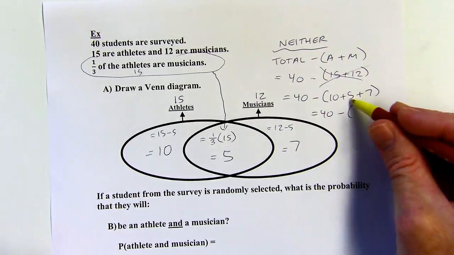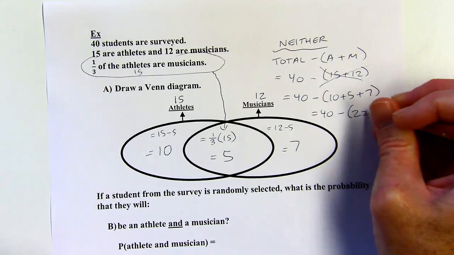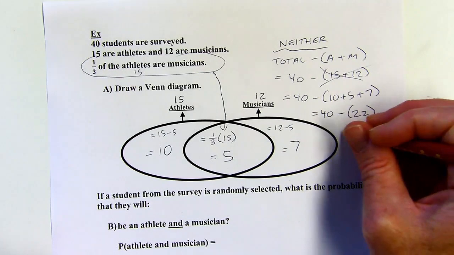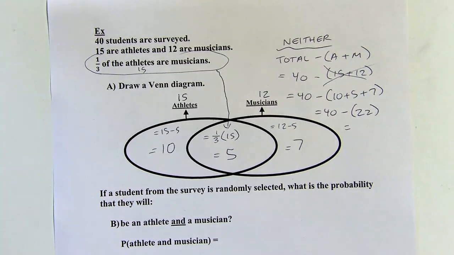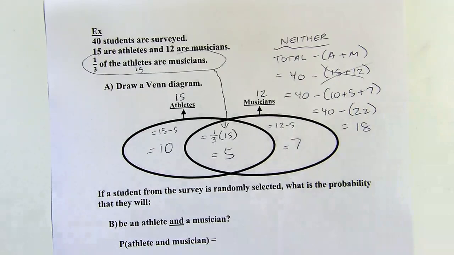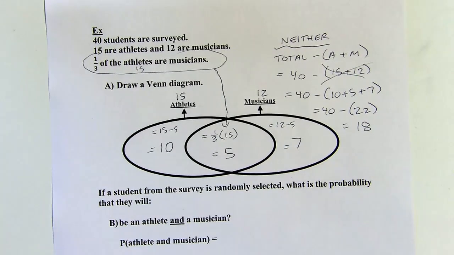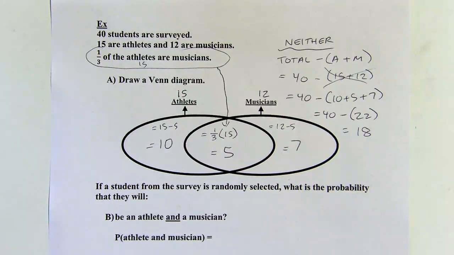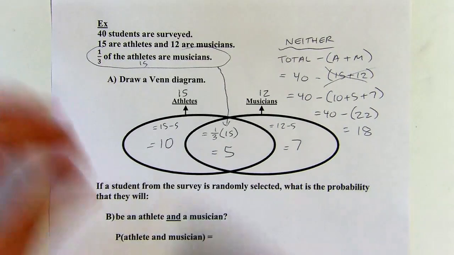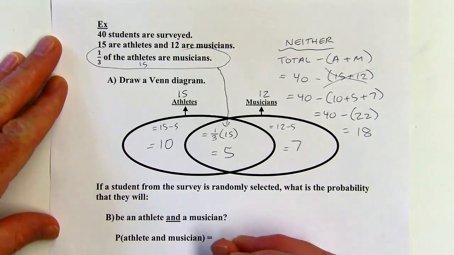And then let's see, that's going to be 15 plus 7 is 22. And then let's see, we've got 22. Got 18 then students on the group on the outside. Okay. All right. So now let's answer the questions here. If a student's randomly picked from these 40 students, what's the probability that they will be an athlete and a musician? Okay, so I'm going favorable over the total.